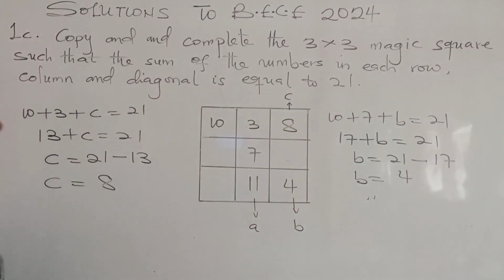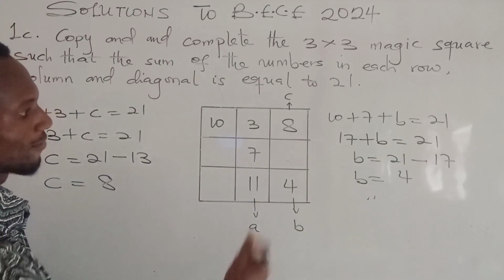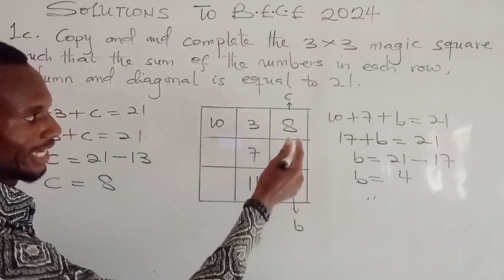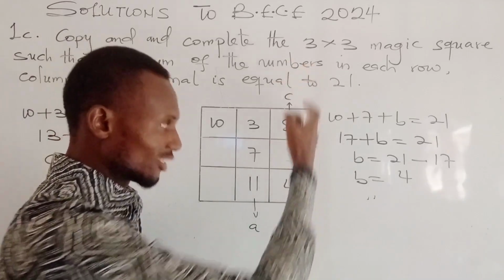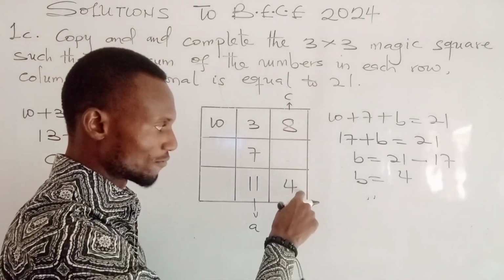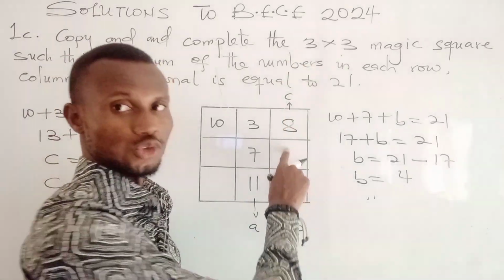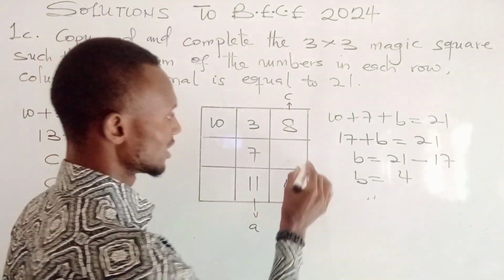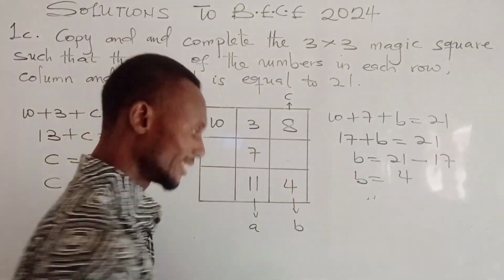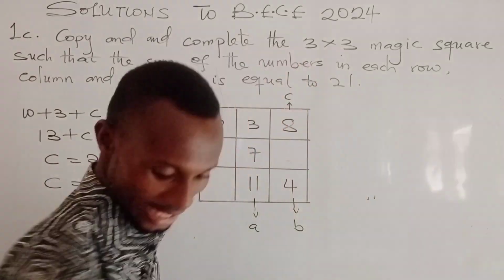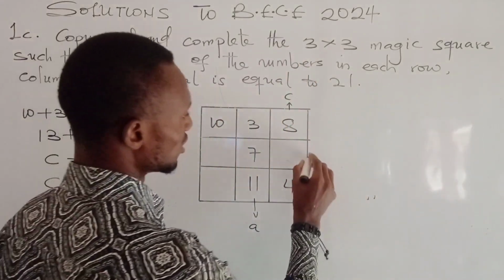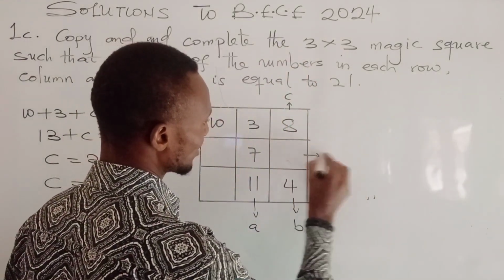Okay, let's proceed. Now we can find this side as well, because we have two values given in this column, which are the 8 and the 4. So it can easily help us to know this side. Let me label this side as D. Let me clean what we've done here so that we can have enough space to continue. So I'll label this one as D.